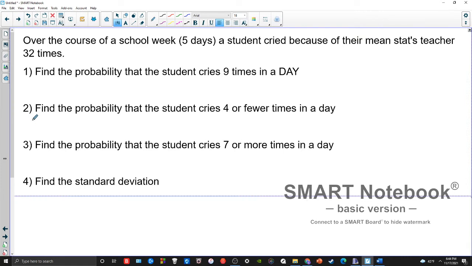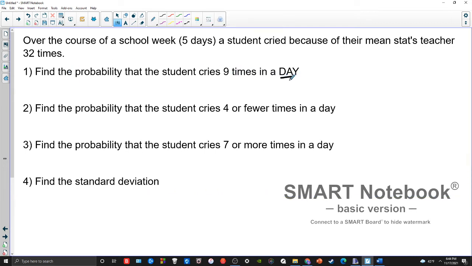And then the last one here is Poisson, right? Poisson if you're French. So, over the course of a school week, 5 days, a student cried because of their mean stats teacher 32 times. For some of you, it's a lowball number, but we'll say this is a pretty tough student here, so they only cry 32 times rather than what most of you probably do, or at least what I make most of you do. So, let's say we want to find the probability that a student cries 9 times a day.